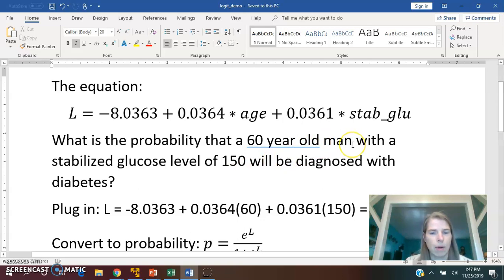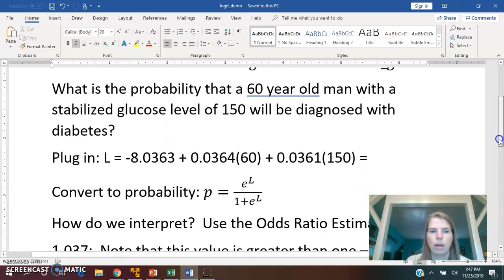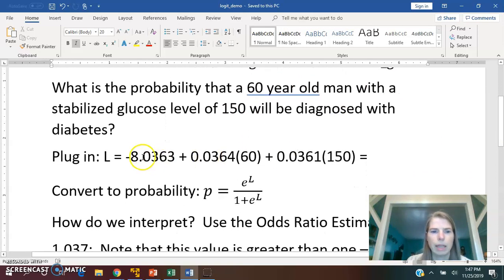Gender did not remain in the model. Only age and stabilized glucose did. I'll plug 60 in for age and 150 in for stabilized glucose. So that's what I've done here below. And I will compute that in Excel in just a moment, but that value is a logit. It's not the probability. So I'll have to do an extra step.